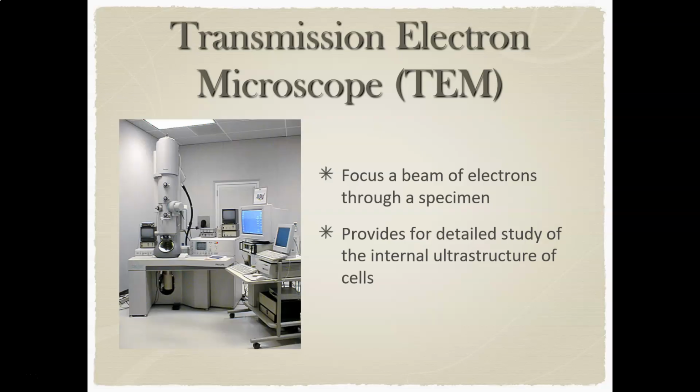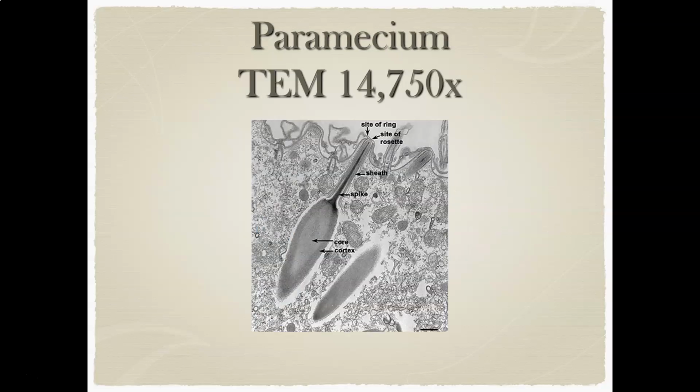So when we're looking at transmission electron microscopy or the scanning electron microscopy we're going to get to in a second, those electron microscopes require our specimens to be dead. So there is the drawback here. I can see a lot more detail, which is the benefit. My magnification goes up tremendously, but I can't look at living things.